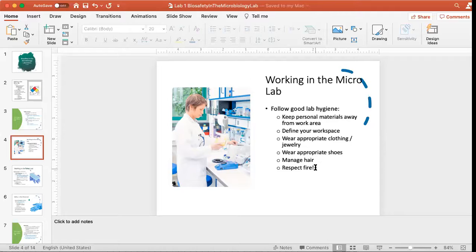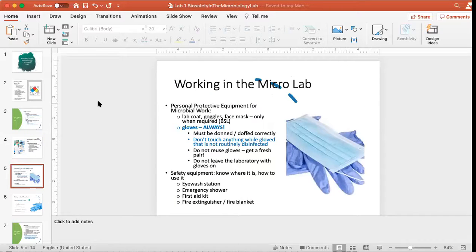The other thing, just in general, and I probably don't even have to mention this, is you always have to be very respectful of fire. We only set Bunsen burners and things on fire when we're using them, and then we shut them right off. You never leave a fire unattended in a laboratory, and you keep anything that's flammable away from that fire. Hopefully you all already know that.